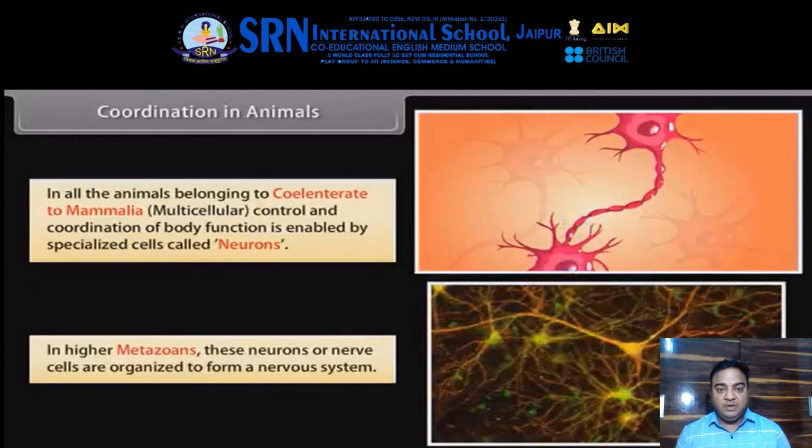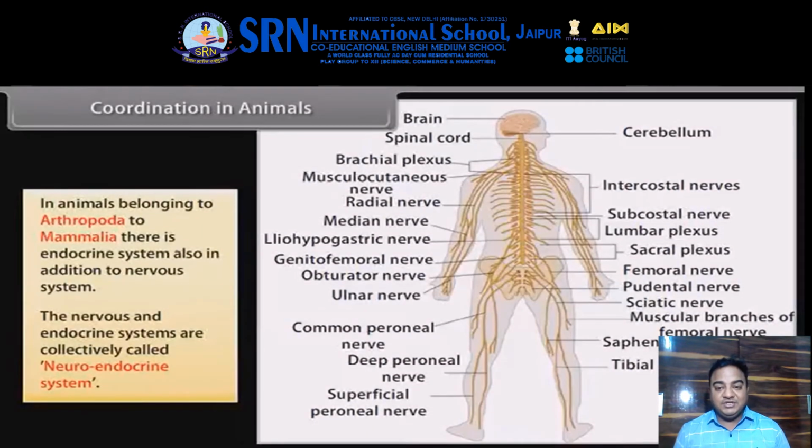Now, coordination in animals. In all the animals belonging to coelenterates to mammals, multicellular control and coordination of the body function is enabled by specialized cells which are called neurons. So in higher metazoans, the neurons or the nerve cells are organized to form the nervous system. In coordination in animals, we can see the brain is connected to the spinal cord and the spinal cord is then connected to the different nerves. In animals belonging to arthropoda to mammalia, there is an endocrine system in addition to the nervous system. The nervous system responds to various stimuli. The nervous and the endocrine systems are collectively called the neuroendocrine system.